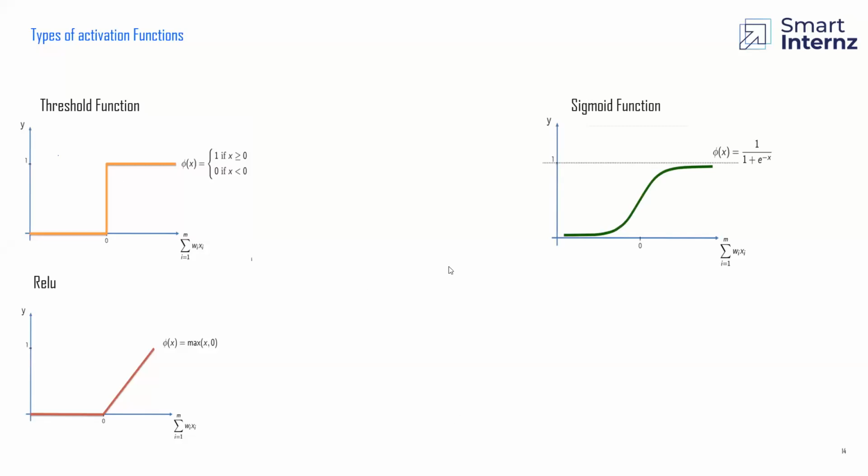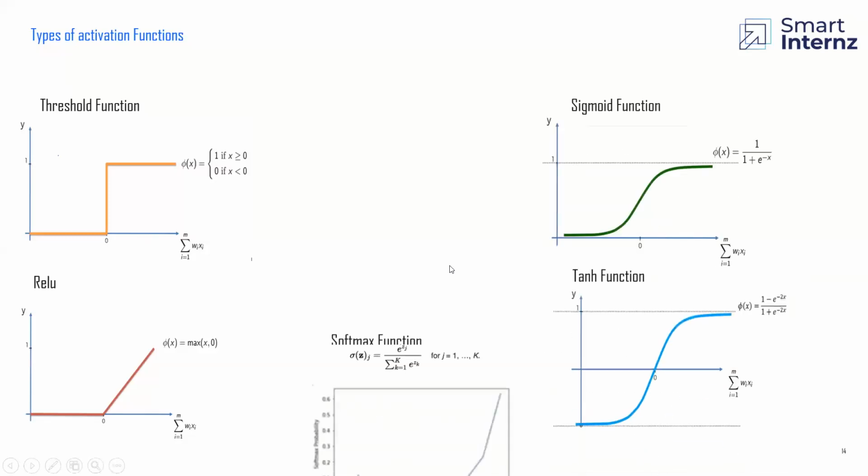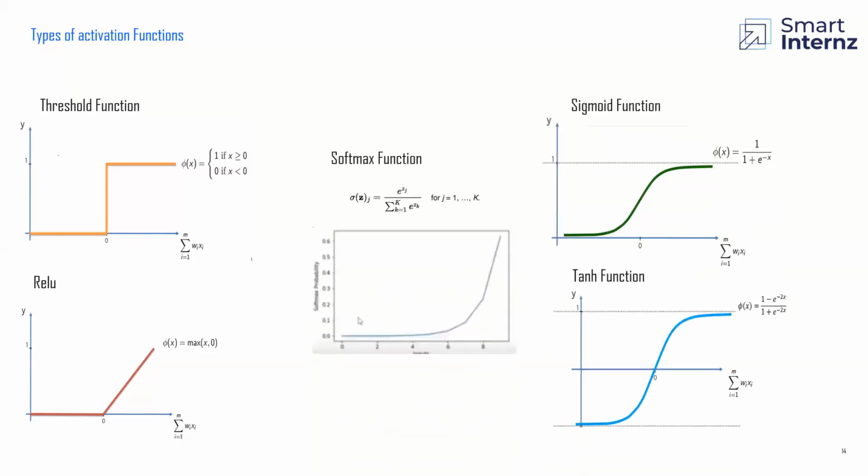Now we have different types of functions. I will show you. These are the different types of activation functions we have: threshold function, ReLU function, softmax function, sigmoid function, tanh function. The threshold function is also known as the binary step function. It is based on an activation threshold, which means after a certain threshold the neuron is activated, and below that threshold the neuron is deactivated.